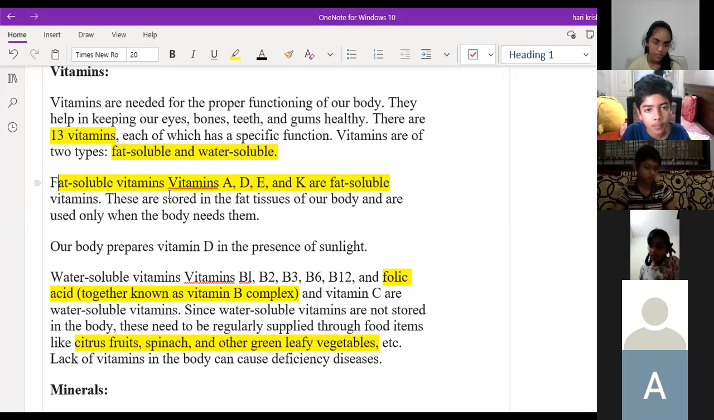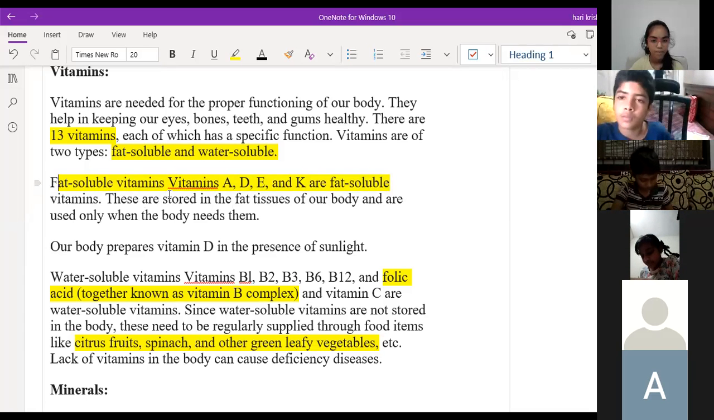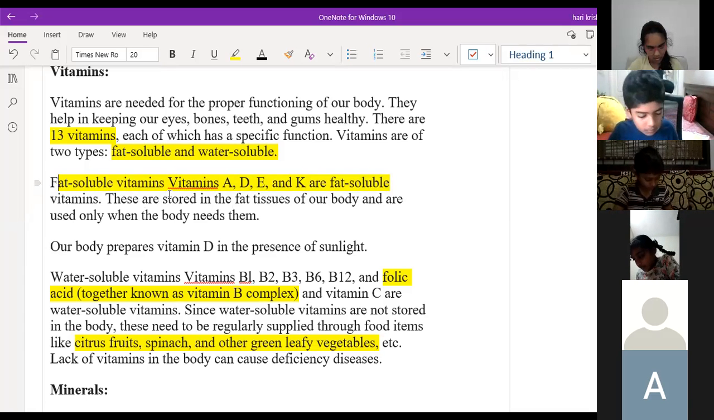All the vitamin B's are water soluble and vitamin C is also water soluble. The remaining vitamins are fat soluble. Fat soluble means A, D, E, K will be stored in the fat tissues.